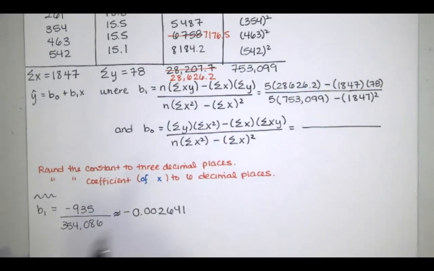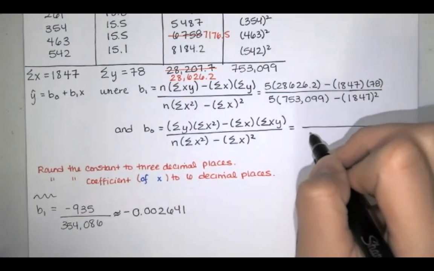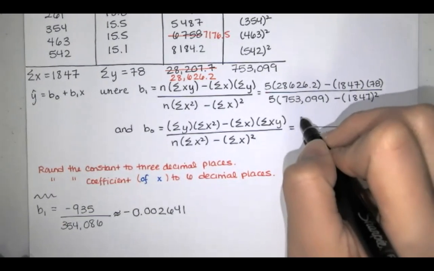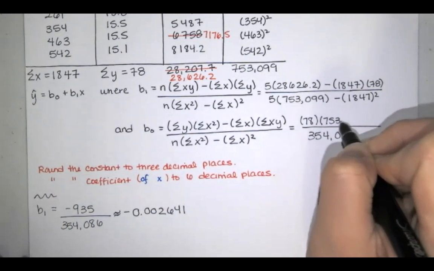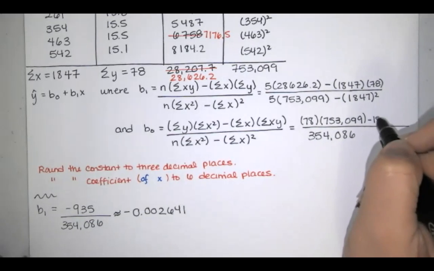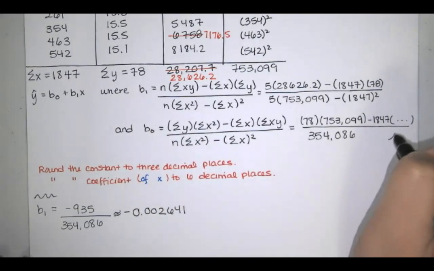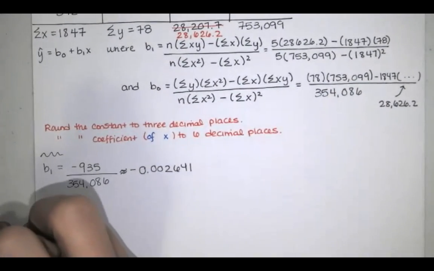We can use this formula to get b sub 0. Now notice that b sub 0 has exactly the same denominator as b sub 1 does. So we're still going to have 354,086 in this denominator, but in the numerator we'll have the sum of the y's, which is 78, times the sum of the x's squared, which is that 753,099. And then we're subtracting the sum of the x's, which is 1847, times the sum of the x's times y's, which I didn't quite leave myself enough room there. That is 28,626.2. So that's my numerator there.